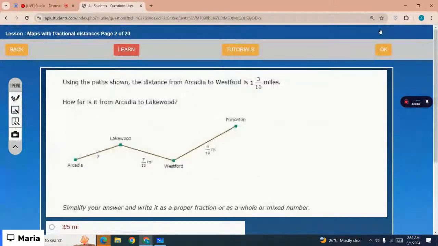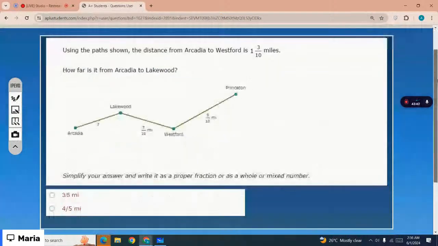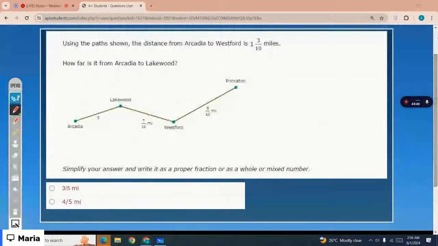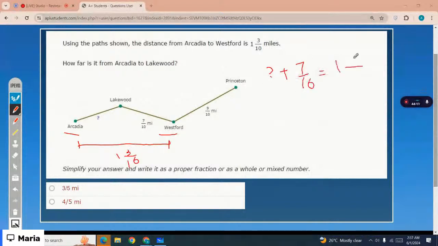Okay, using the path shown, the distance from Arcadia to Westford is 1 whole 3 by 10. How far is it from Arcadia to Lakewood? So you have to do like this. The missing distance plus 7 over 10, because you are given the complete distance from Arcadia to Westford, that is 1 whole 3 over 10, right? So the missing distance plus 7 over 10 equals 1 whole 3 over 10.